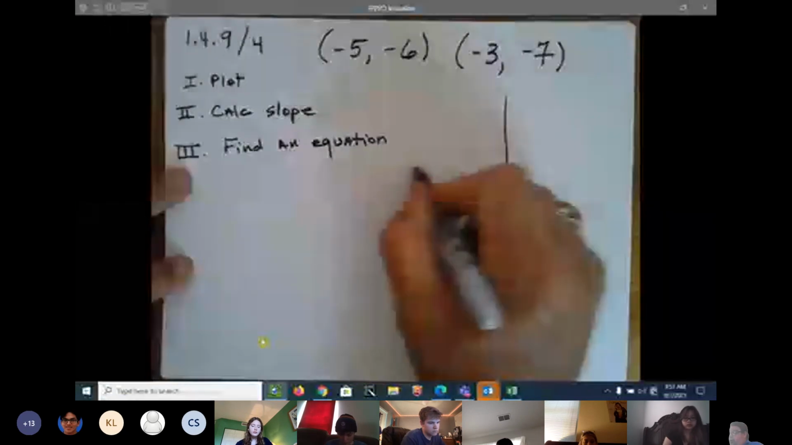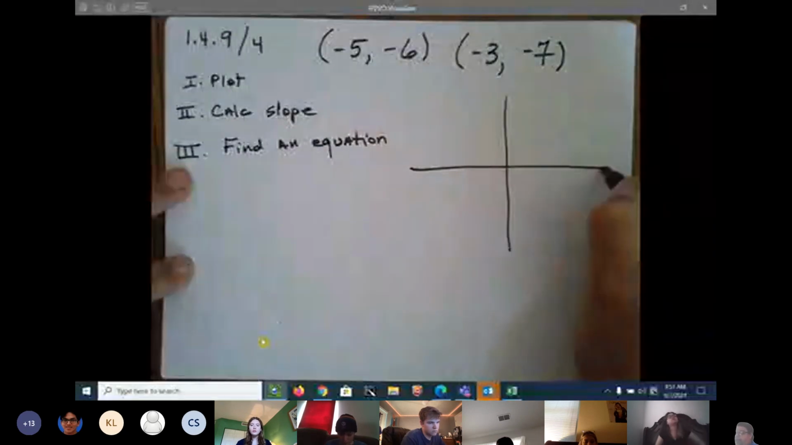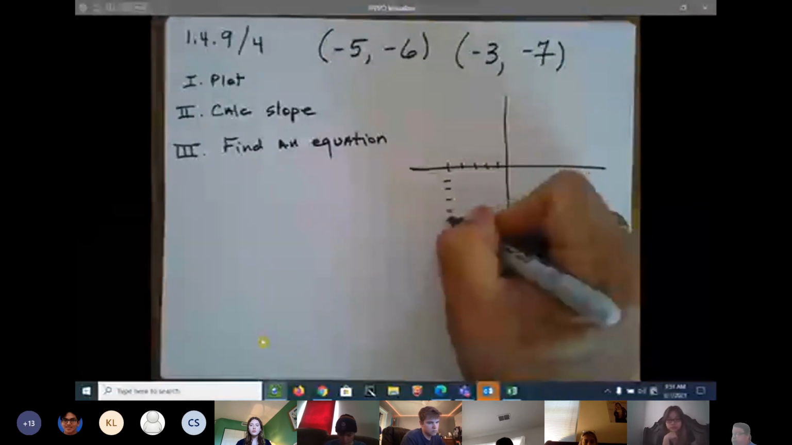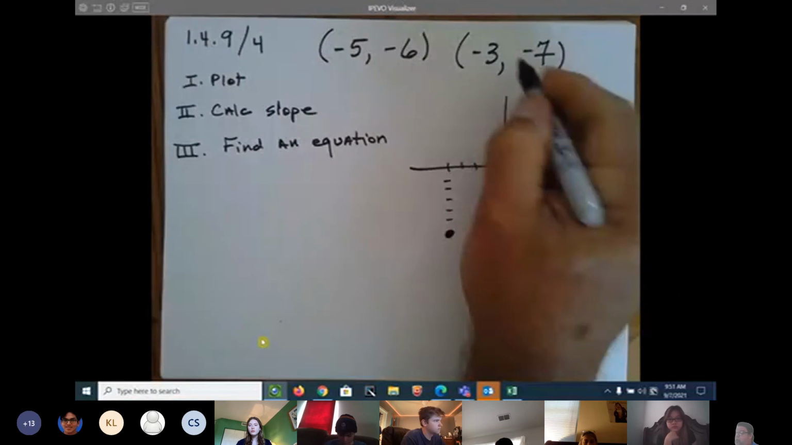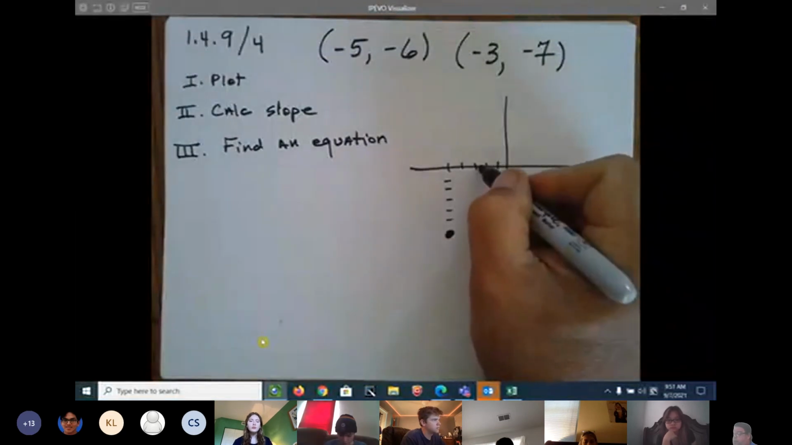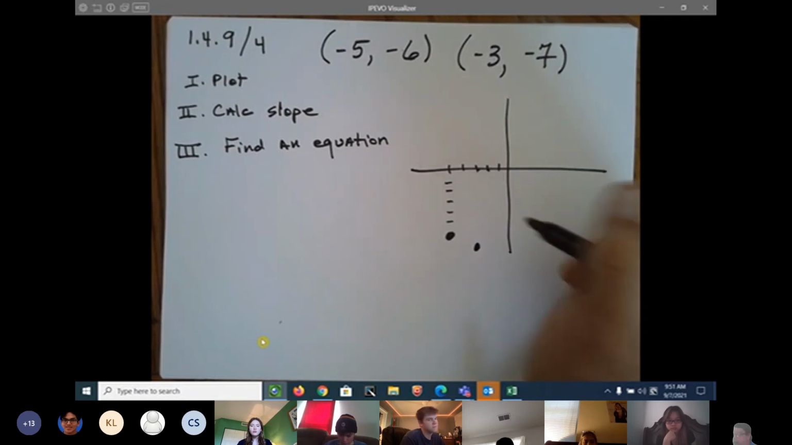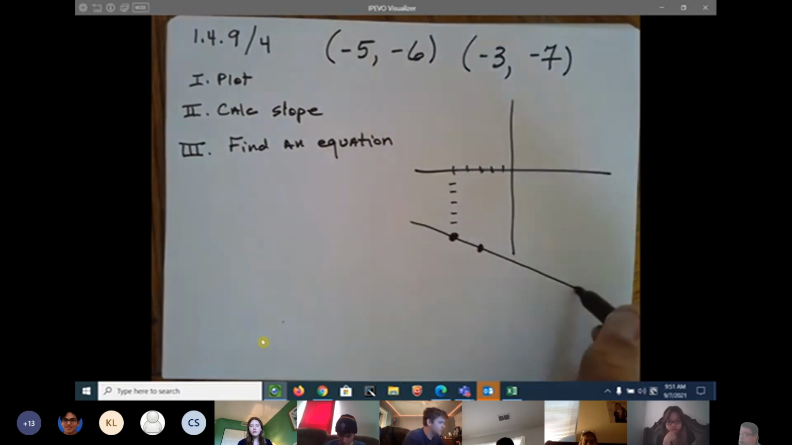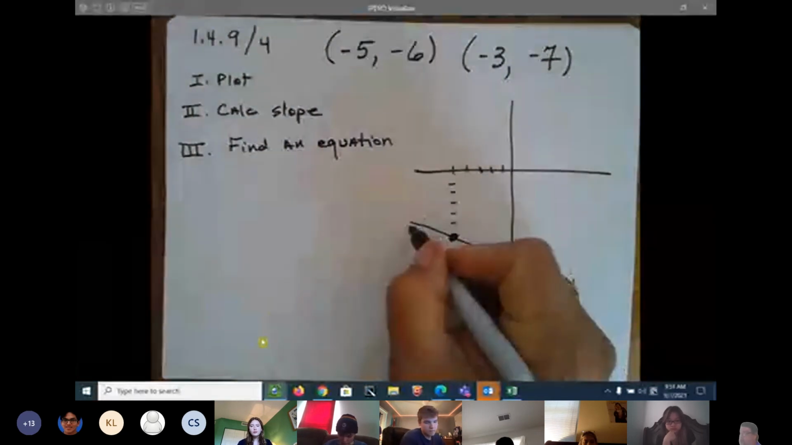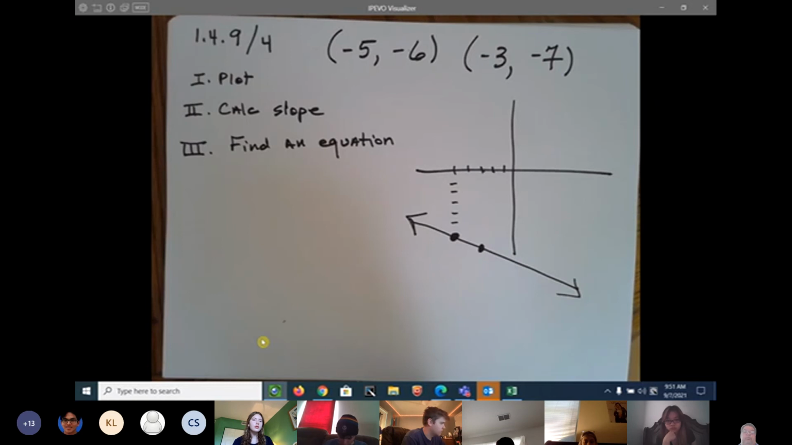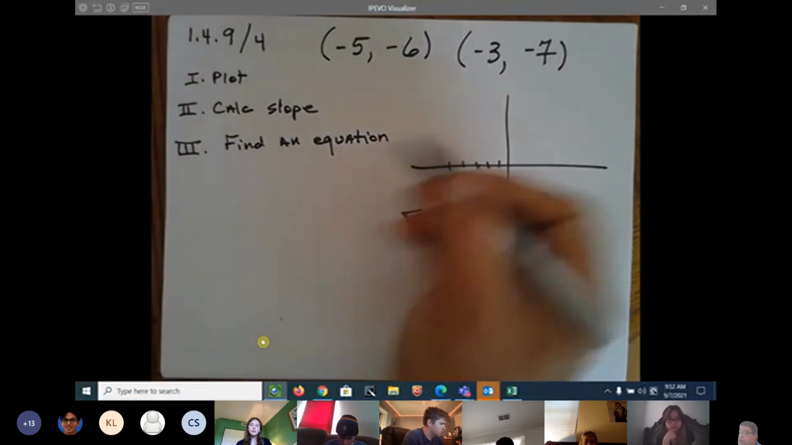So here is the plot. -5, 1, 2, 3, 4, 5, 1, 2, 3, 4, 5, 6. -3, 1, 2, 3, and -7 will be right there. So we've got a line that looks like that. And they want to know slope. Sometimes they'll ask for the slope. Sometimes they'll want the equation. We're going to do both. So that's number 1.